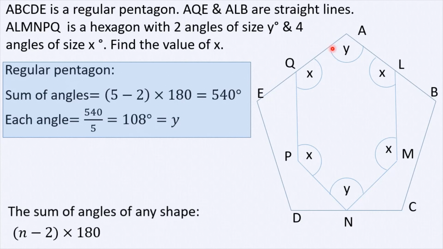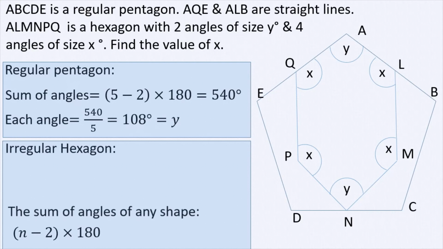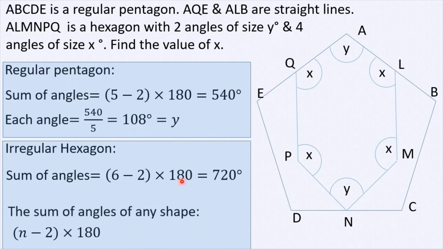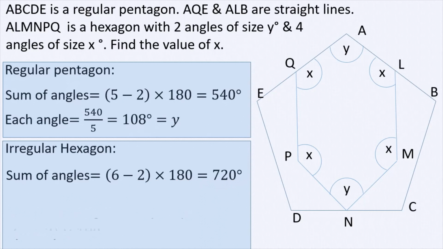As you can see here in the figure, y is one angle that is common to the irregular hexagon and to the regular pentagon. As for the irregular hexagon, the sum of angles is still the number of sides minus 2 multiplied by 180, which is equal to 720 degrees. However, these angles are not all equal because this is an irregular hexagon, and hence this sum, 720, is equal to 2y, as you can see on the figure, plus 4 angles of size x.